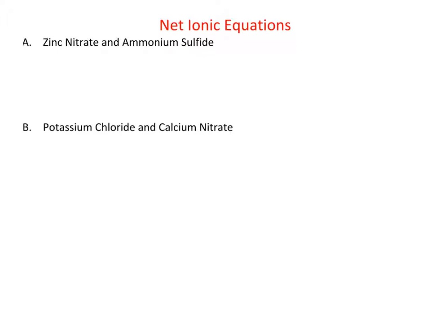Alright, in this video, I want to show you how to write net ionic equations. It's pretty simple, but we need to first start by writing out a reaction just like we normally would throughout the year. So for A, I was given zinc nitrate. So zinc nitrate is Zn(NO3)2, plus ammonium sulfide, which is (NH4)2S. Now we're doing double displacement, so it's outside things and inside things go together.